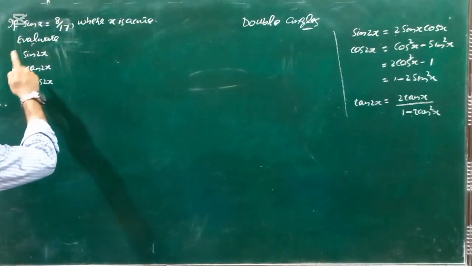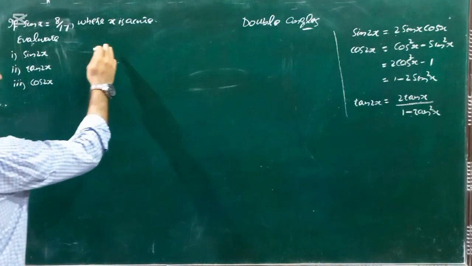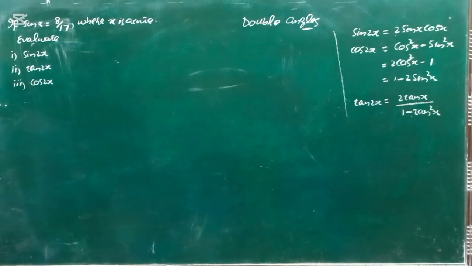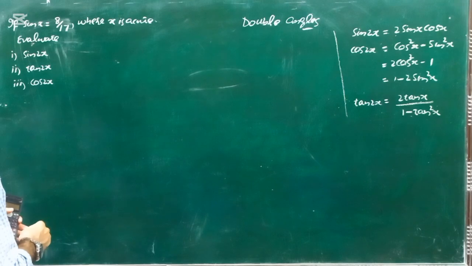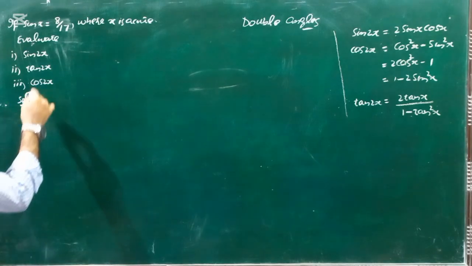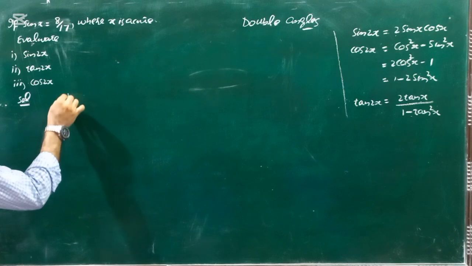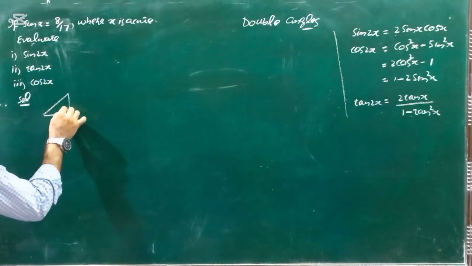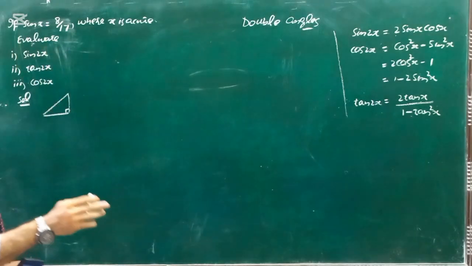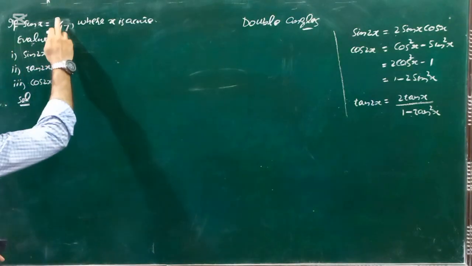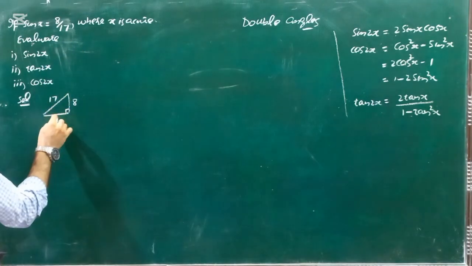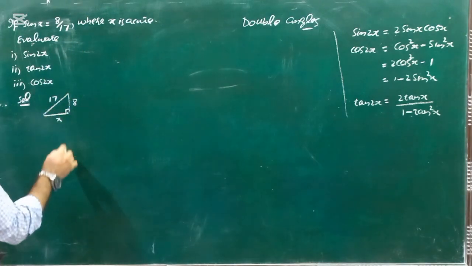Here is a question: if sine x is equal to 8 by 17, where x is acute, evaluate sine 2x, tan 2x and cos 2x. So first we have to apply the Pythagoras theorem to find the remaining things. So look now, here is a right angle triangle. Sine theta is perpendicular over hypotenuse, so 8 will be perpendicular and hypotenuse will be 17. So this base is missing.